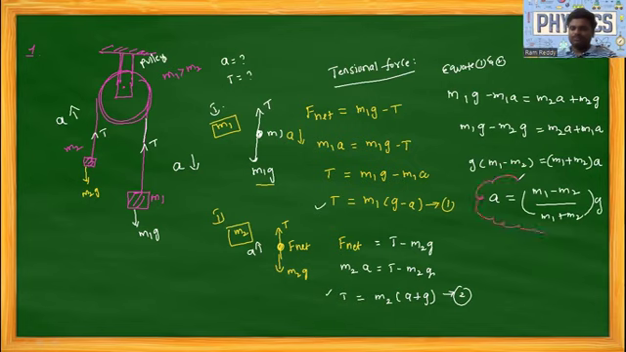So that is our acceleration formula. We can remember this one. If you remember it, within less than one minute we can solve any problem related to this upward motion. Now we have the acceleration, and we need to find the tension. How to find the tension? We just substitute this A here, and we will get our tension. We'll find it now.